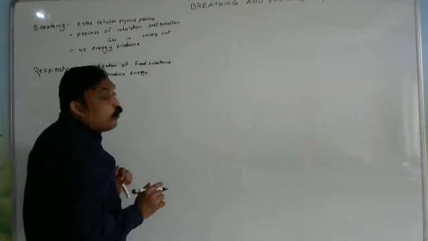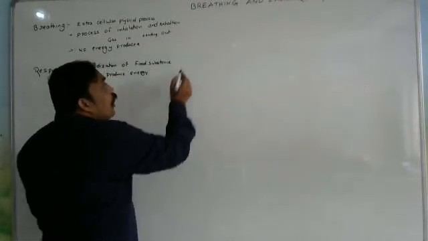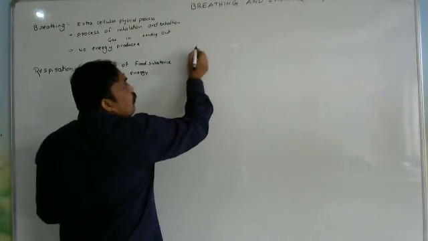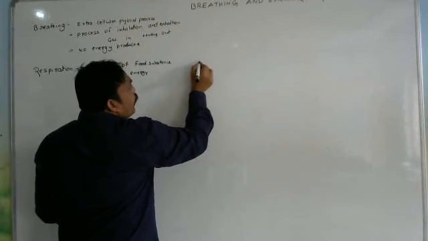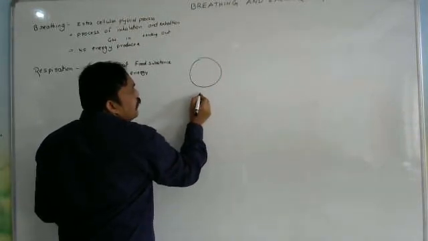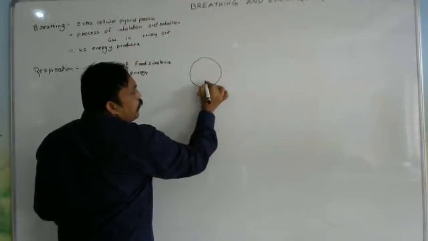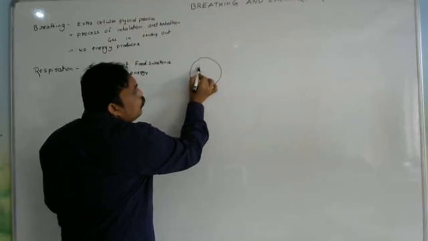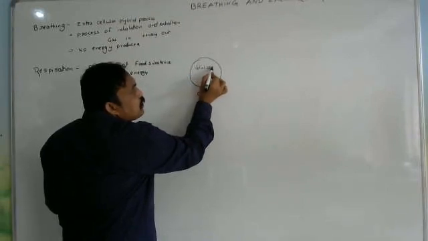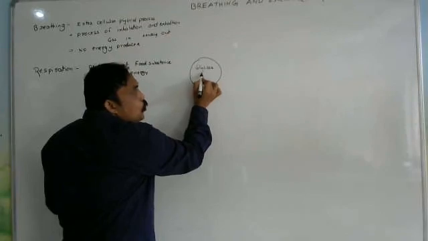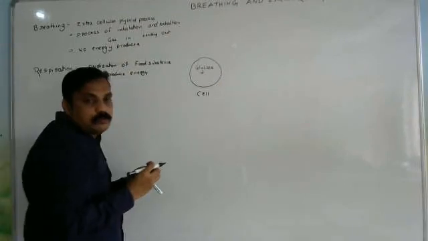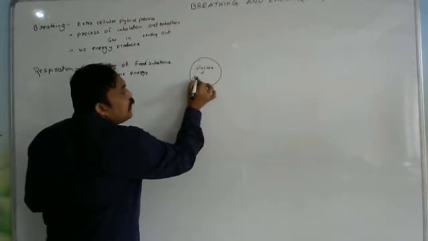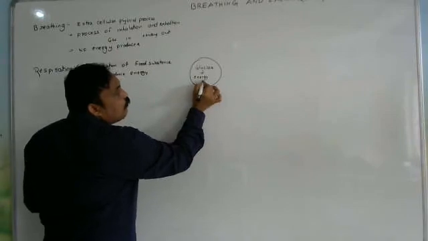Generally, carbohydrates give us energy. Carbohydrates are food components, nutrients. Take a cell, and inside the cell, mitochondria is there. In the cell, this glucose molecule, glucose being the simple substance of carbohydrates, is broken down, releasing energy.